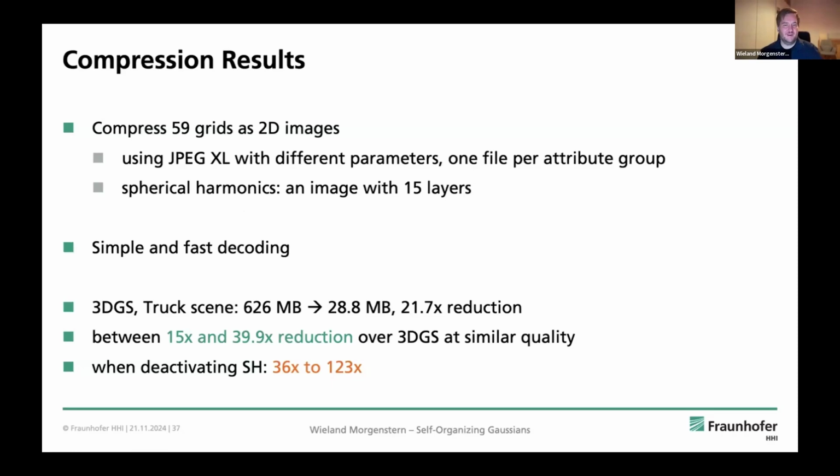That's a super nice thing, because all the compression part lives in these image compression standards that are decades old and have a lot of useful algorithms in them. And through our preparation of this organization of the Gaussians, we can leverage all of that and get this 22x reduction for the truck scene. And other scenes have between 15 and 14x reduction. It depends on the size of your scene. And when deactivating the spherical harmonics, you can get an even higher reduction in the scene. But as we said, you lose some of the fidelity.